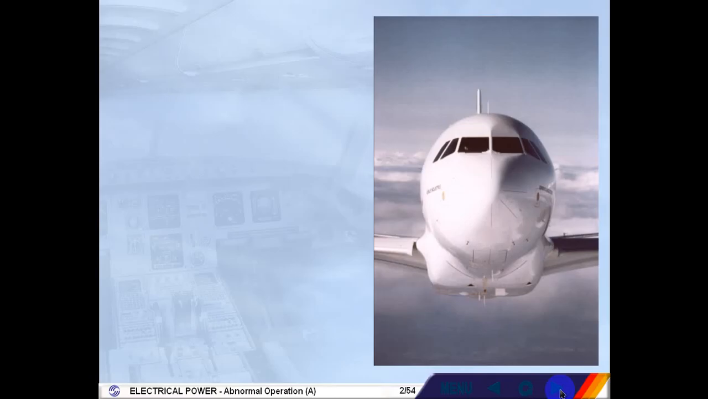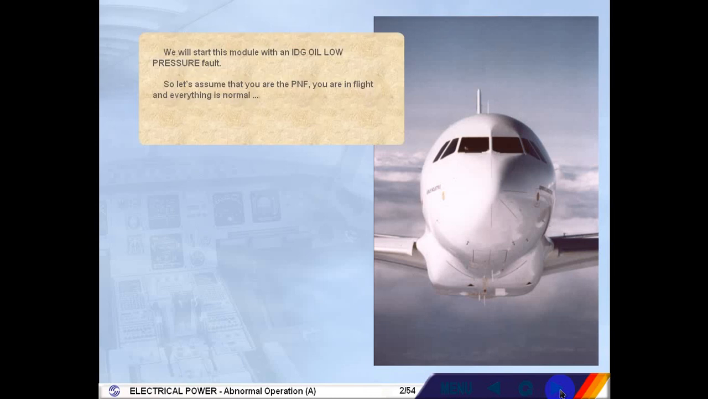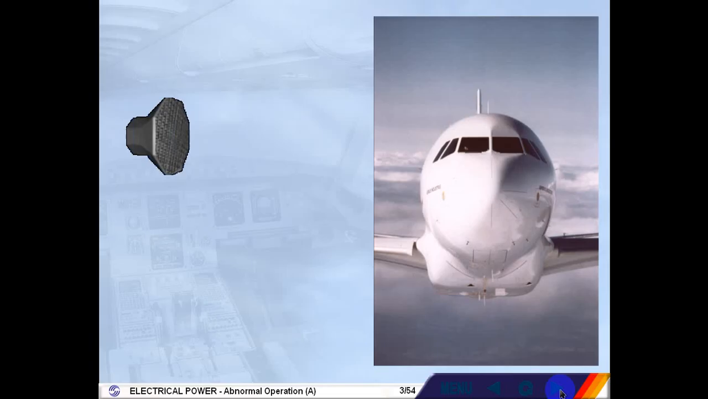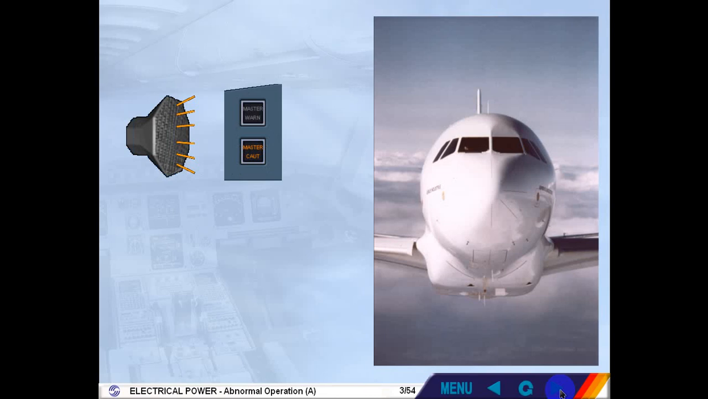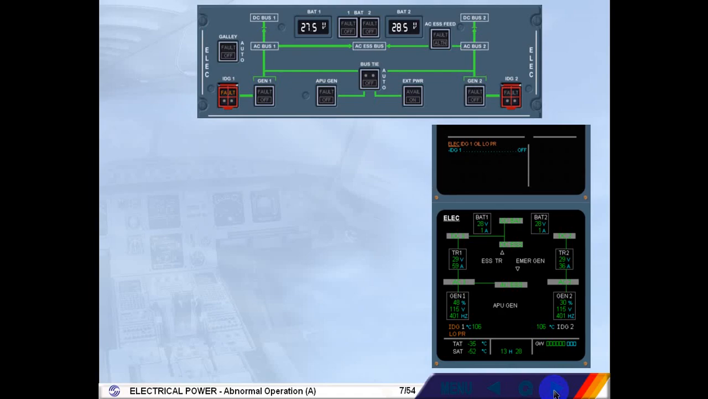We will start this module with an IDG oil low pressure fault. So, let's assume that you are the pilot non-flying. You are in flight and everything is normal. Click on the forward arrow to activate the failure. On the engine warning display, read the title of the failure.